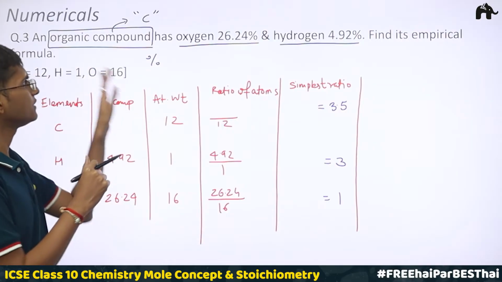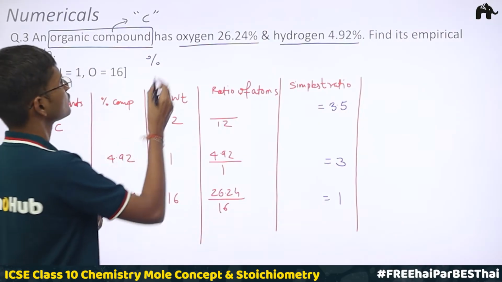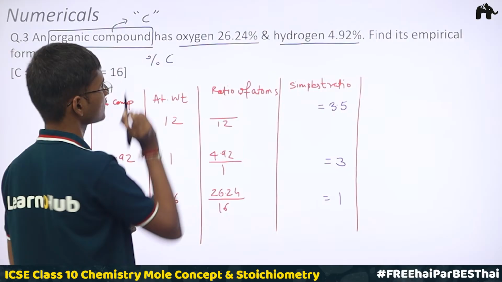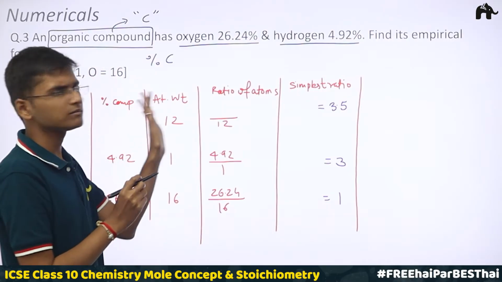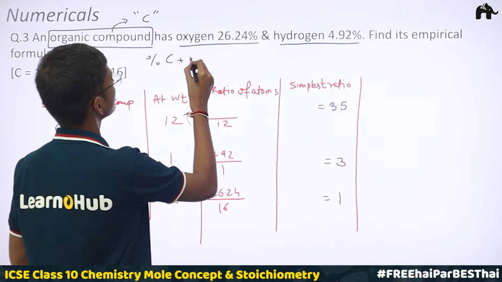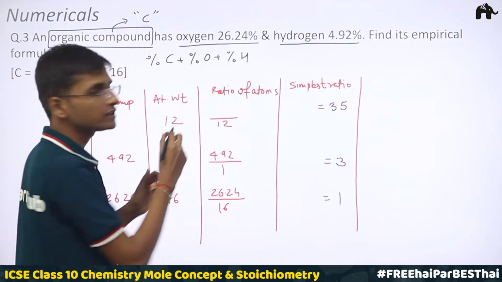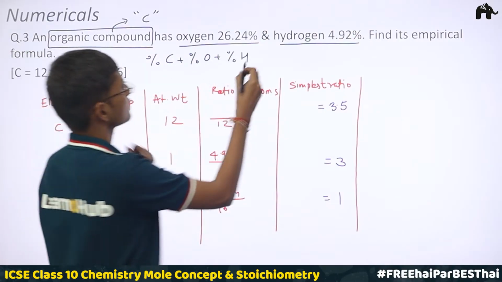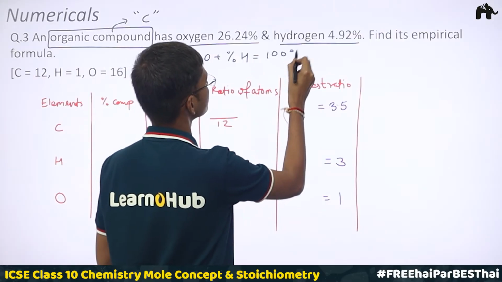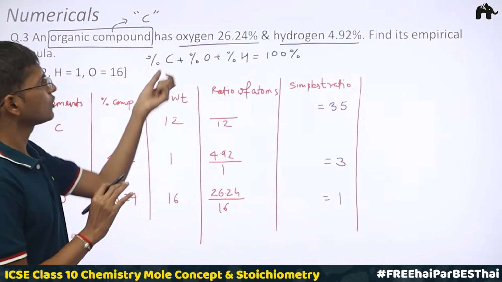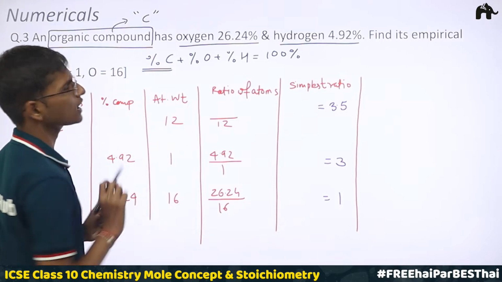So it's confirmed that it only has these 3 elements. So what I would write: percentage by weight of carbon, I'm not writing the term "by weight" here, plus percentage by weight of oxygen plus percentage by weight of hydrogen. All these 3 percentages by weight I would combine and I would get 100%. Their sum would be 100%. Now we have to find out the percentage by weight of carbon.